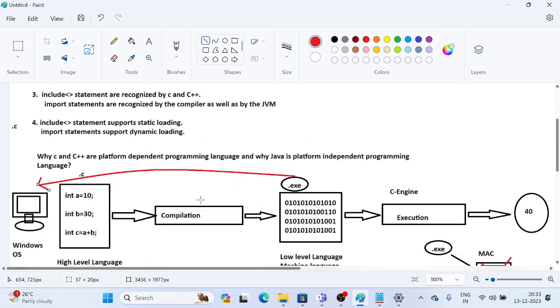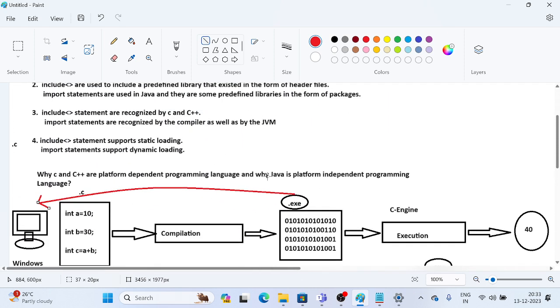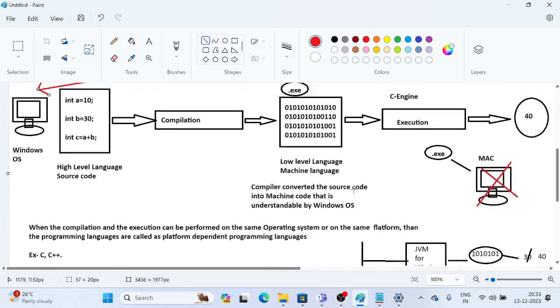If anyone asks you in the future, they will first ask you why C++ is platform dependent, and how Java achieved the concept of platform independence. So this is the simple diagram that you can remember.